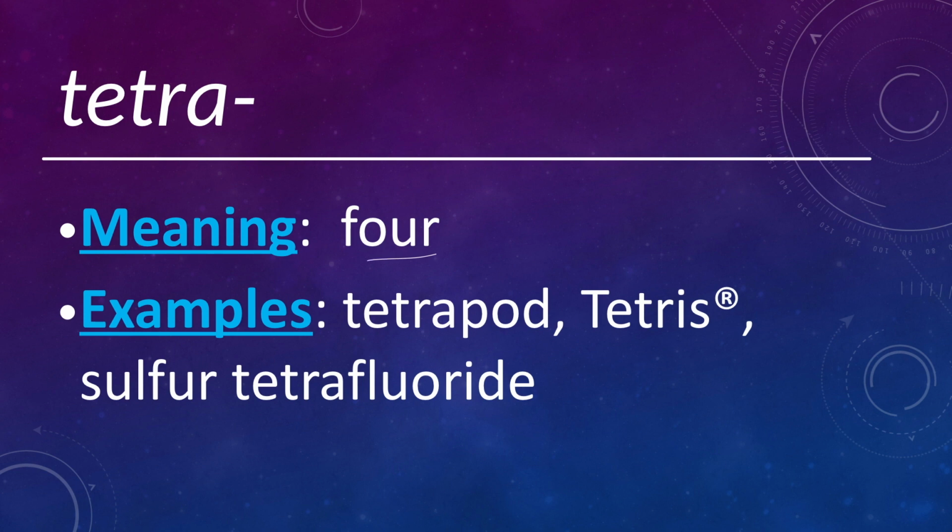Tetra means four, so a tetrapod is any four-footed or four-legged animal. Tetris is a game where all the bricks are basically 4 blocks. You have to piece these together. I'm sure you guys have all played Tetris at some point in time. But there are different arrangements of 4 blocks in Tetris. And then sulfur tetrafluoride would be a sulfur atom, and then 4 fluorine atoms. So SF4 would be sulfur tetrafluoride.